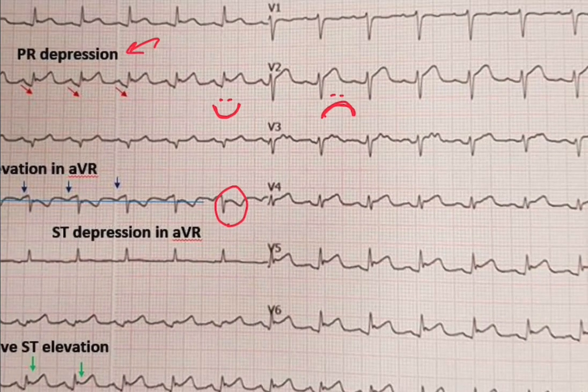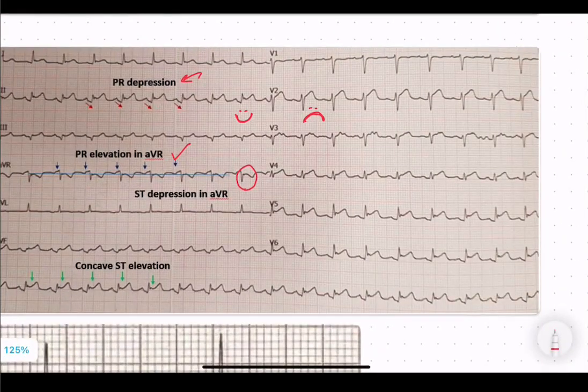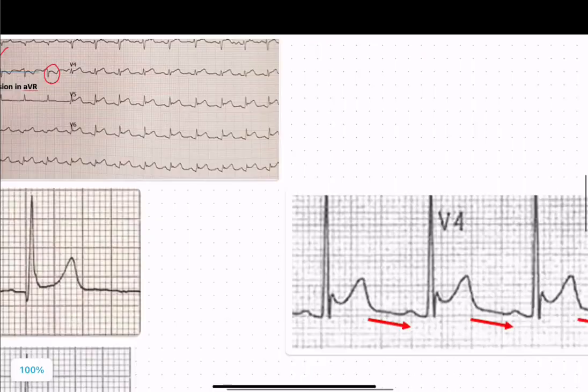There is a notable displacement of the PR segment suggesting subepicardial atrial injury. We observed PR depression in lead 2 and PR elevation in lead AVR. Sinus tachycardia is also present, which is common in acute pericarditis due to pain or pericardial effusion. These features collectively point to pericarditis, but we can also use other signs for differentiation.